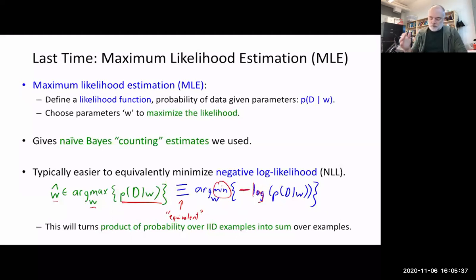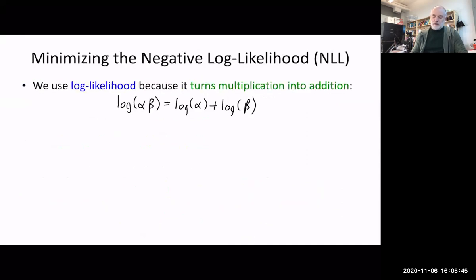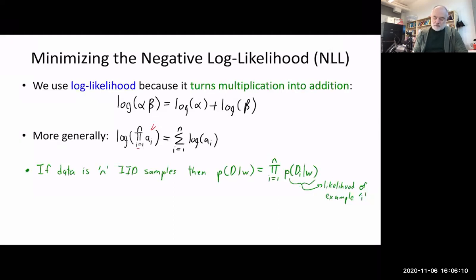Fine. So the log we know is totally fine, and the log turns a product of IID examples into a sum over examples, okay? We use the log likelihood specifically for this reason. It turns multiplication into addition, and generally speaking, because of the structure of Gibbs distributions and these sorts of things, it's going to take things from the exponent and put them down, as you'll see. If you have the log of a product of some a_i, then that's the sum of the log of the a_i.